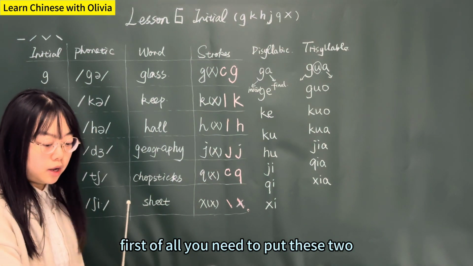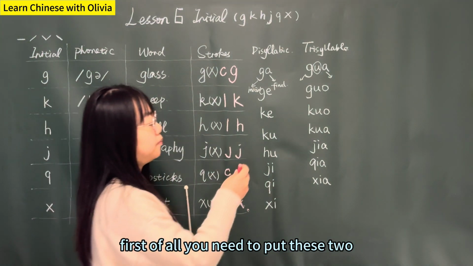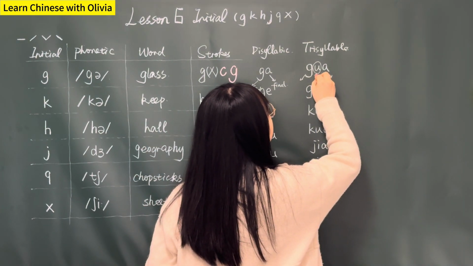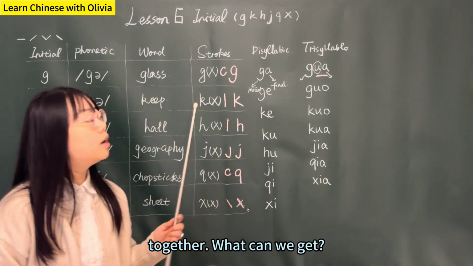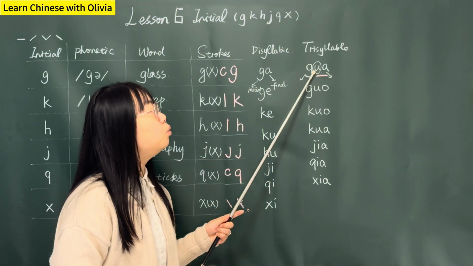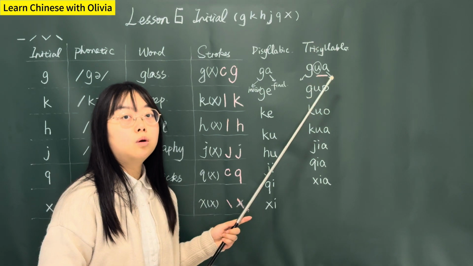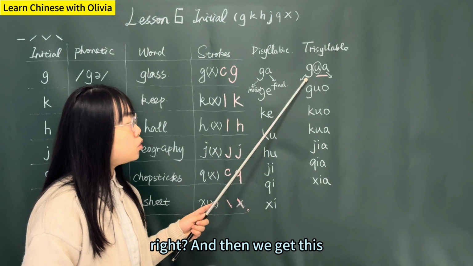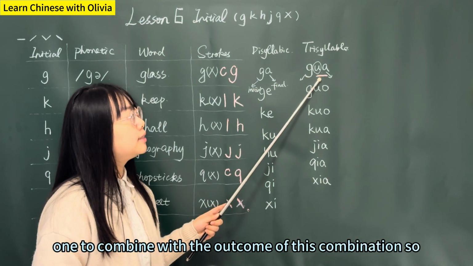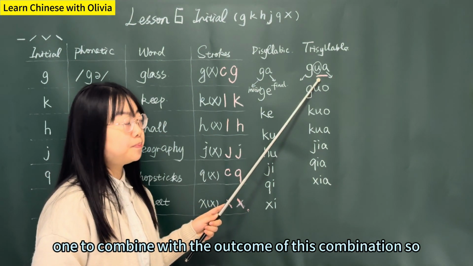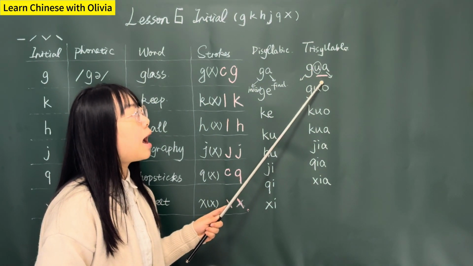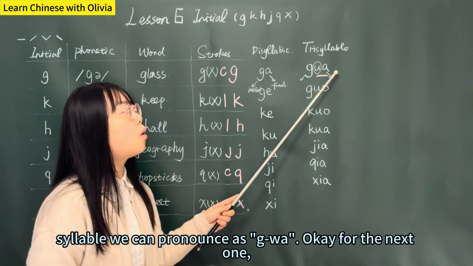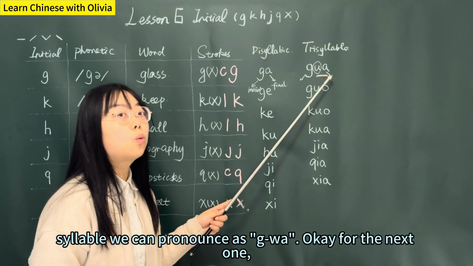So first of all, you need to put these two together. What can we get? U, a, wa, wa, wa, right? And then we get this one to combine with the outcome of this combination. So, ge, wa, so this symbol we can pronounce as gua.